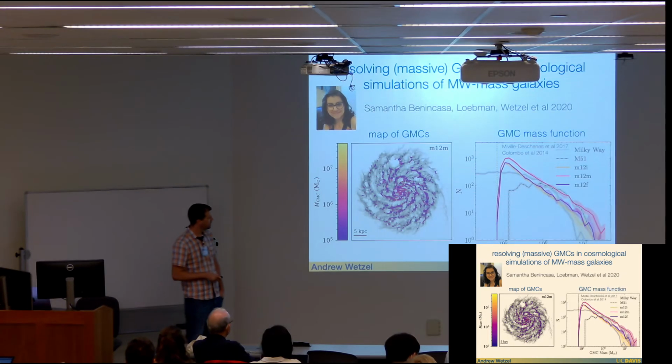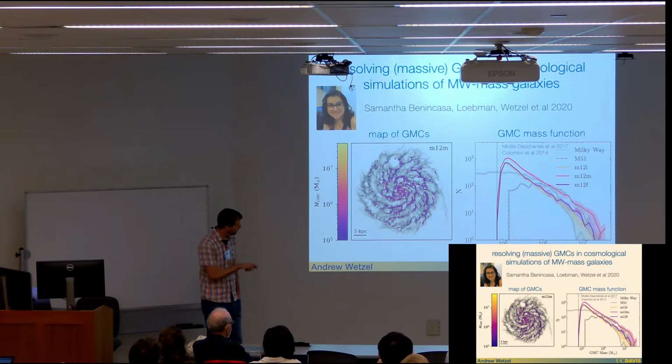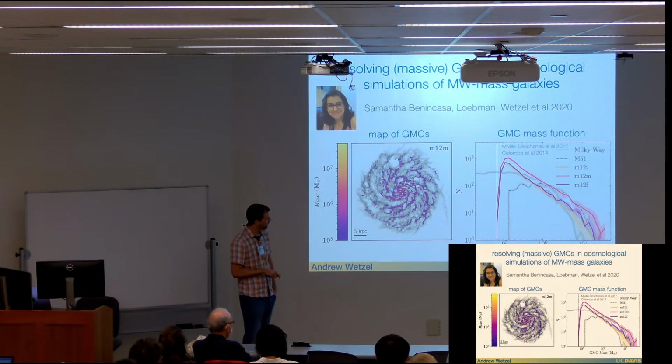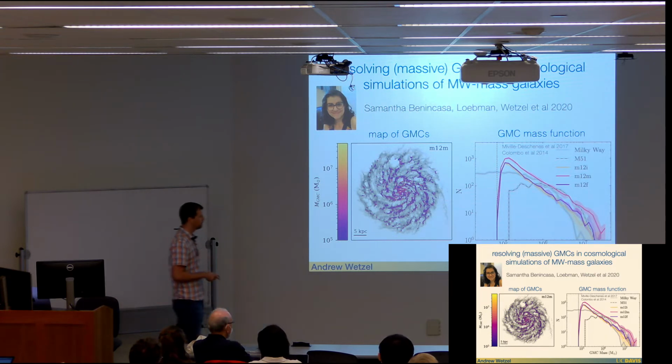And here is the mass function. So this is number of clouds versus mass. She looked at 3 of our more Milky Way-like simulations. Here are the mass functions of GMCs compared to observations of the Milky Way and M51. And we can see we're getting mass functions that are in broad agreement with nearby cloud mass functions. We're resolving things from a few times 10 to the 5 up to a few times 10 to the 7 at redshift 0.